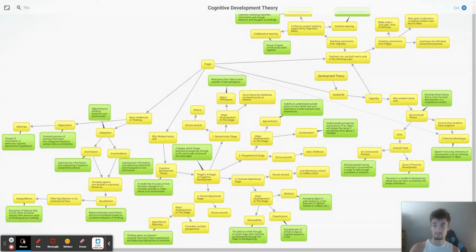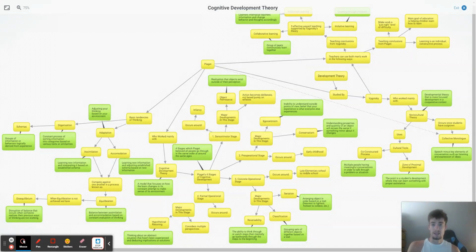And then accommodation is where you actually change your pre-existing schemas to accommodate new information. So that usually happens when you're proven wrong about something, or a way that you've been thinking about something is challenged to a degree where you doubt it. And both of these processes compete against each other simultaneously in something that we call equilibration. And equilibration is really important for learning. It is the balance between the two, like I said earlier.